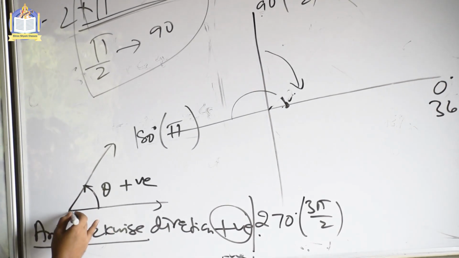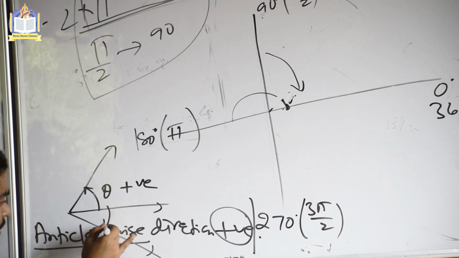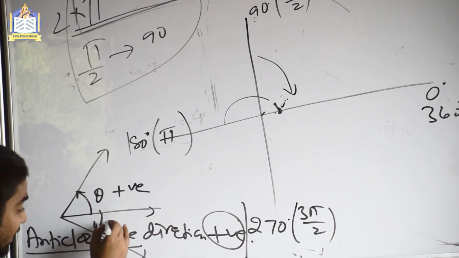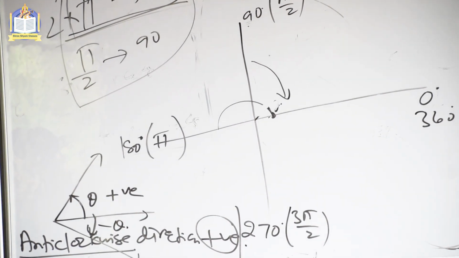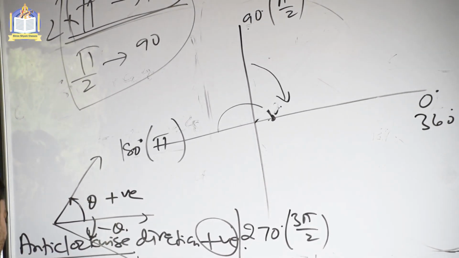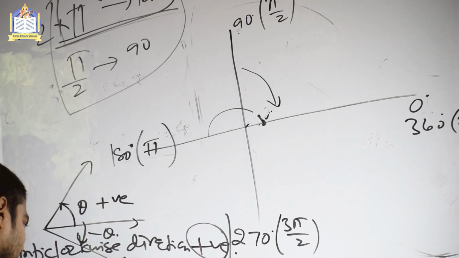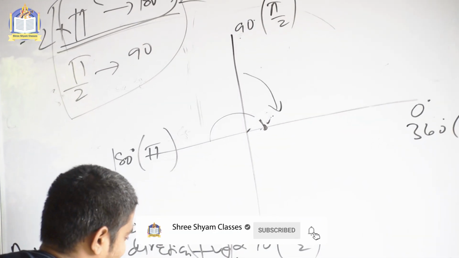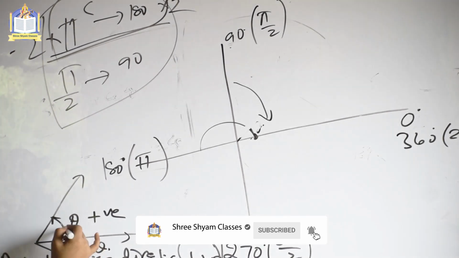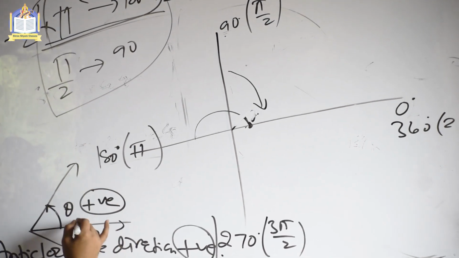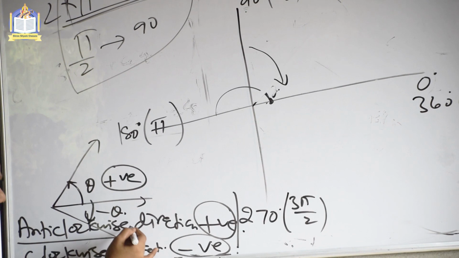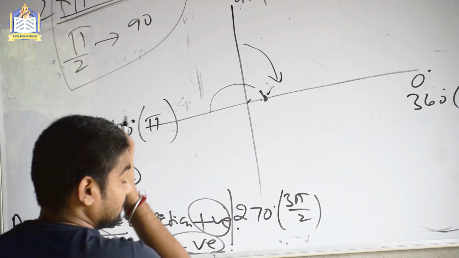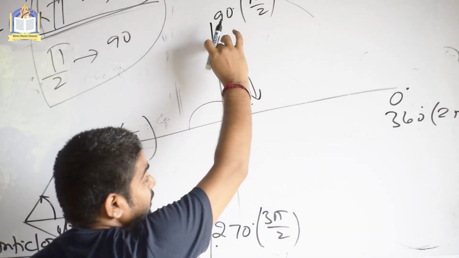Now let this angle be clockwise, in the direction of the clock. This is negative. In the clockwise direction, the angle is considered to be negative. In the anti-clockwise direction, theta is taken to be positive, and in the clockwise direction, theta is considered to be negative. Now let's get started.